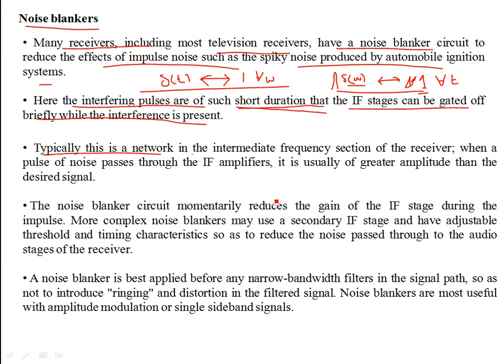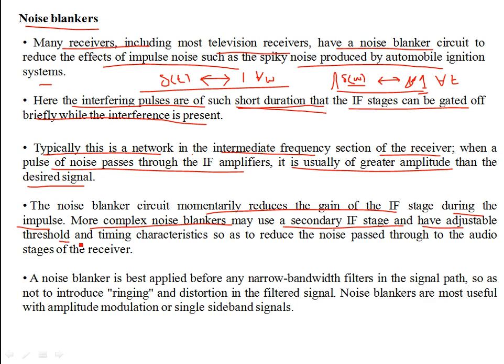So noise blankers are in the IF stage. They are in the intermediate frequency section of the receiver. When a pulse of noise passes through the IF amplifier, it is usually of greater amplitude than the desired signal, so it has a very strong amplitude. What the noise blanker circuit does is momentarily reduce the gain of the IF stage during the impulse. The more complex noise blankers can use a secondary IF stage as well to have an adjustable threshold and timing characteristics, so as to reduce the noise passed through to the audio stages of the receiver.